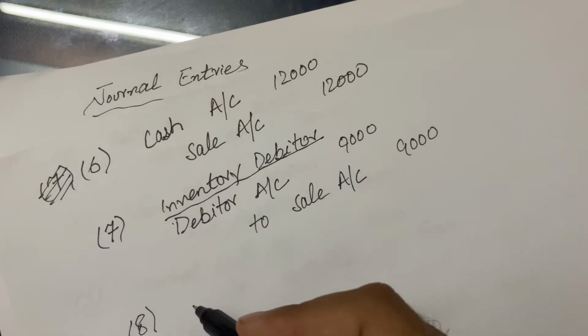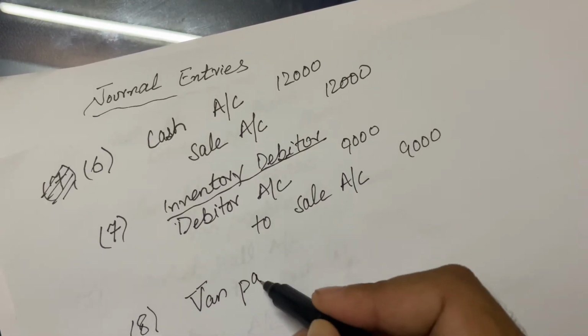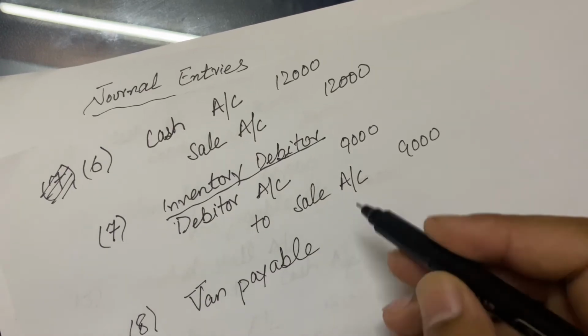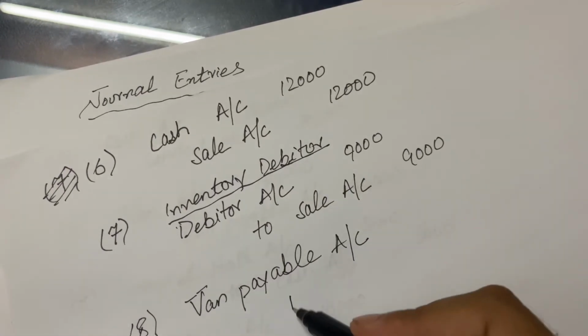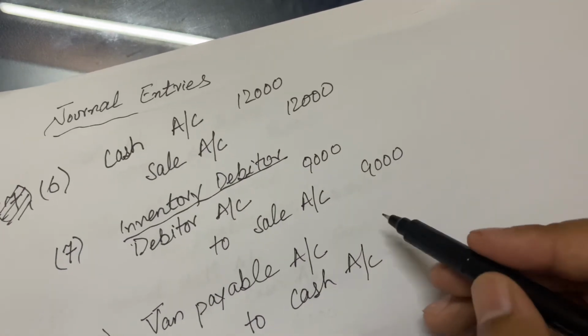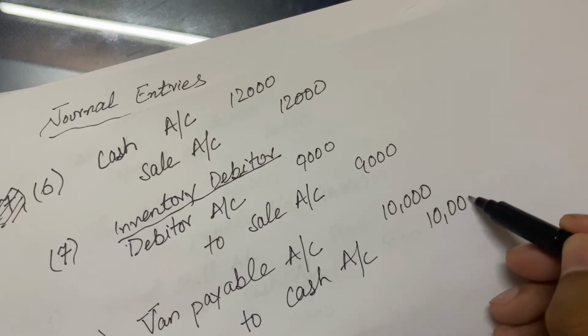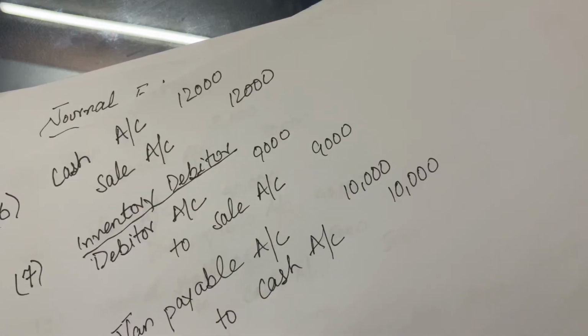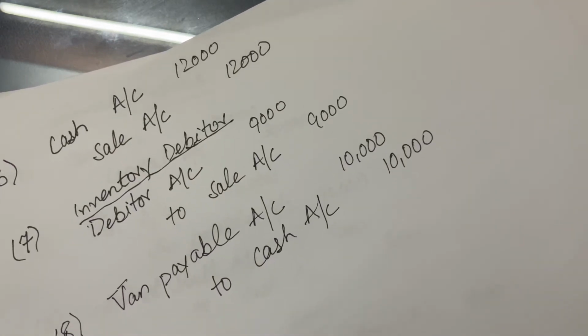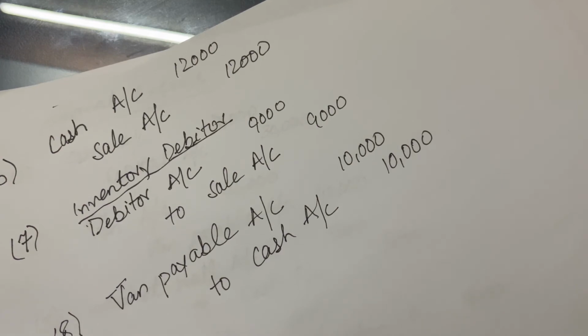So here we say van payable, which was a liability, to cash account. When payable was 40,000, but now he's currently paying 10,000 rupees. So cash is an asset, and cash is decreasing. Whenever there is a decrease in asset, it will be credited, and payable is a liability which is decreasing also, so it will be debited.